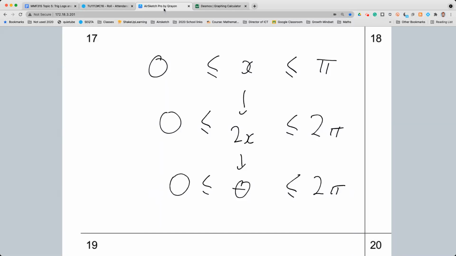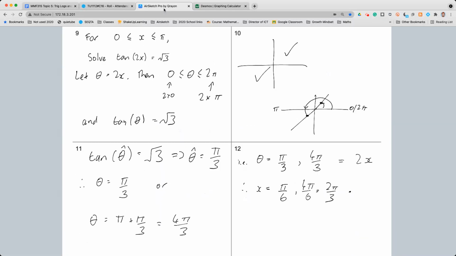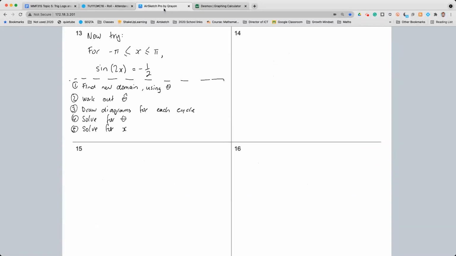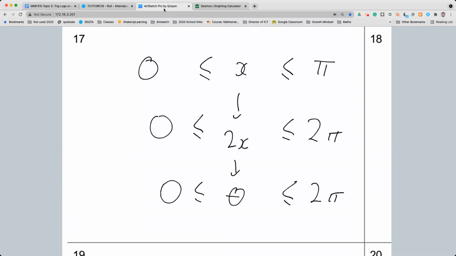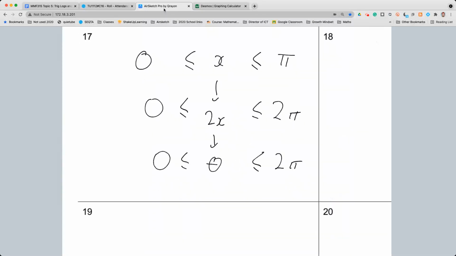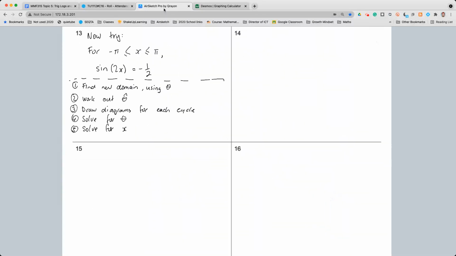Doubling. So if the question was instead tan of 3x, then this logic would flow, right? x goes to 3x, 0 times 3 is 0, pi times 3 is 3 pi, and then you'd have 0 to 3 pi. Yeah, 3 pi. Okay, so that's 3x.